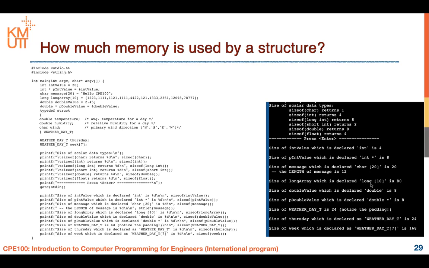And for a long integer, you will have to keep 8 bytes, double 8 as well. And for this structure, weather day T, it keeps double, double, and char: 8, 16. The size of weather day T is 24. There are 24 bytes for this data structure.